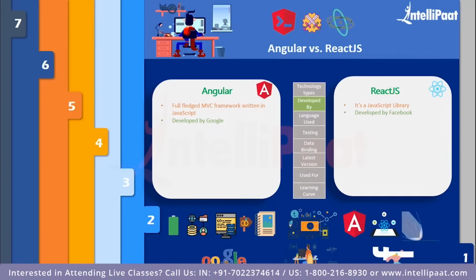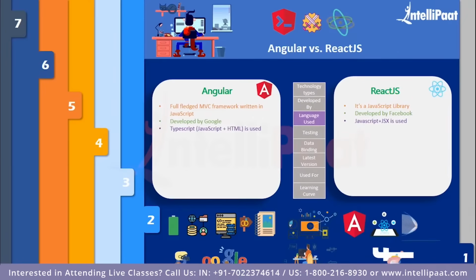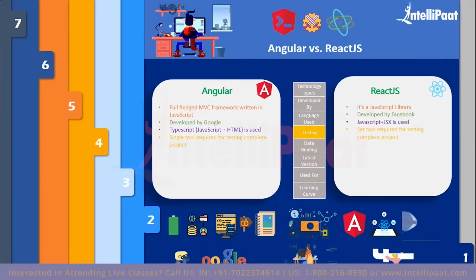Now the third parameter that we have is language used. In Angular, TypeScript, consisting of JavaScript plus HTML, is used, whereas React.js uses JavaScript plus JSX, where JSX is nothing but an XML or HTML-like syntax used by React, which extends ECMAScript so that XML or HTML-like text can coexist with the JavaScript or React code, right? Now the fourth parameter that we have is debugging and testing. In Angular, the testing and debugging for a complete project is possible via a single tool. But in case of React.js, it requires a set of tools in order to perform different types of testing.